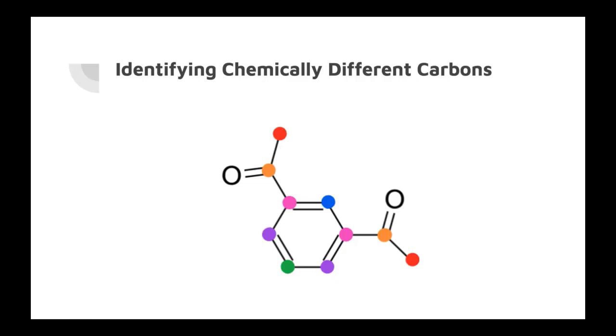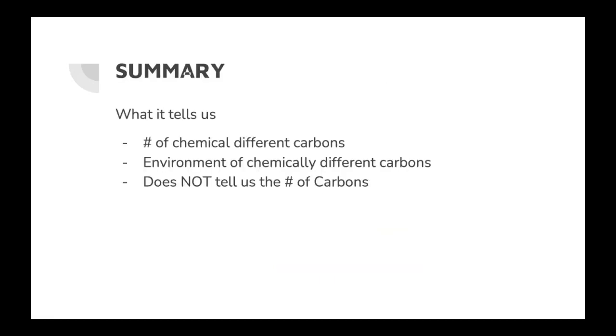So on an exam or something, one thing you can always do to help you keep track of the chemically same carbons is you could just draw different shapes on them and then count how many different shapes you have, and then that can help you keep track of which carbons are equivalent and which ones are not. So in summary, the CNMR spectrum is going to tell you the number of chemically different carbons, the environment of those carbons, but it will not tell you the number of carbons the molecule has.